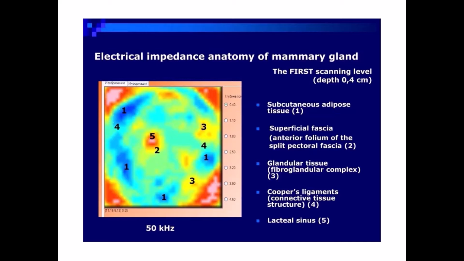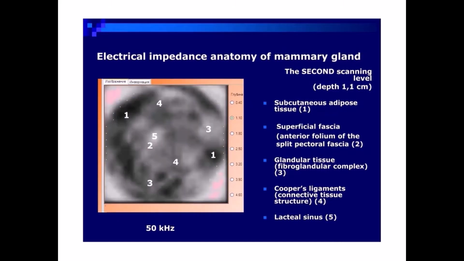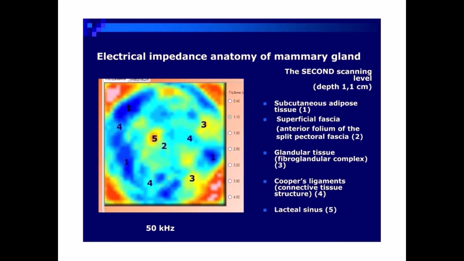50 kHz. Electrical impedance anatomy of the mammary gland. The second scanning level, depth 1.1 cm. Subcutaneous adipose tissue, 1. Superficial fascia, anterior folium of the split pectoral fascia, 2. Glandular tissue, fibroglandular complex, 3. Cooper's ligaments, connective tissue structure, 4. Lacteal sinus, 5.